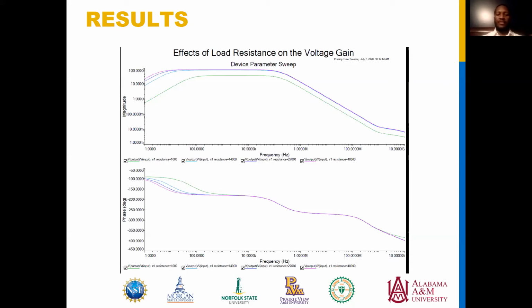And at the bottom, on the y-axis is the phase degree, and the x-axis is still frequency. The phase degree will start somewhere around negative 100. But when the frequency increases, the degrees decrease. Then it will level out. When the frequency increases, it will do the same thing throughout the whole graph until it reaches negative 400 degrees.